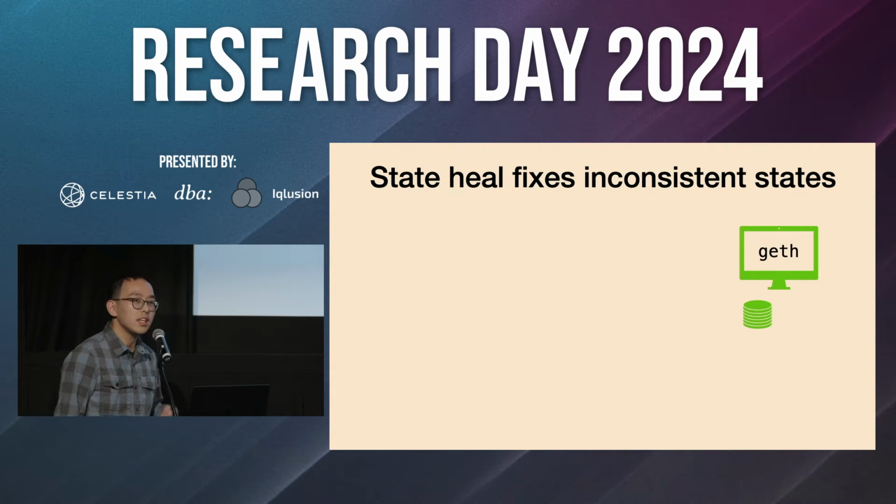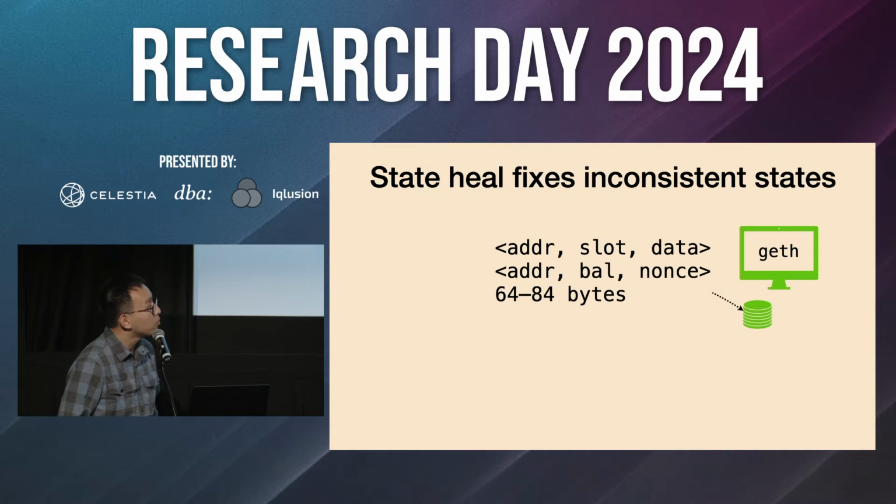So what state heal does is it tries to fix inconsistent states. That's what it means by heal, right? So what do I mean? In your GETH client or any Ethereum client, there's a database called the state database that stores the blockchain state, like the account balances, the storage values, etc. And the key takeaway here is that every piece of the information in this database is a small 46 to 86 bytes entry, very small piece of data, but a ton of them. So when this database is inconsistent or corrupted, you need state heal.